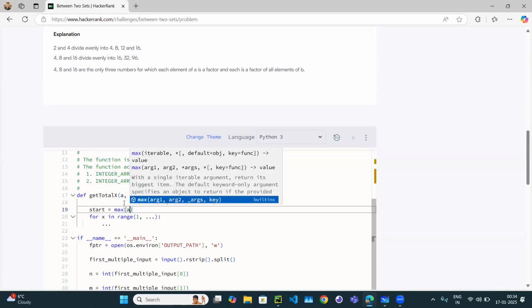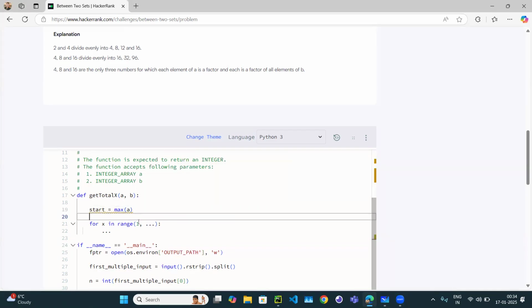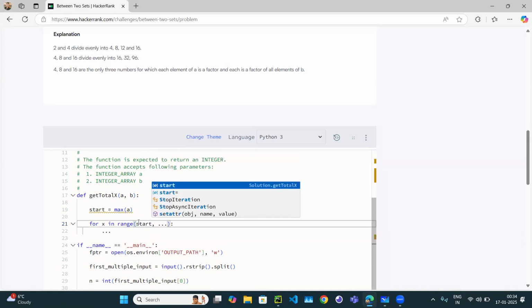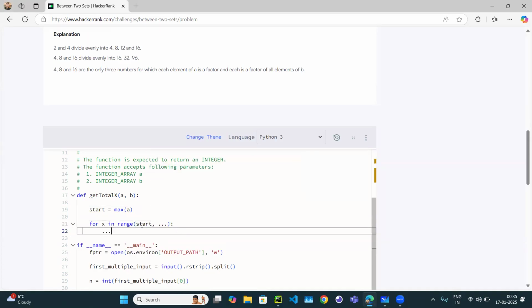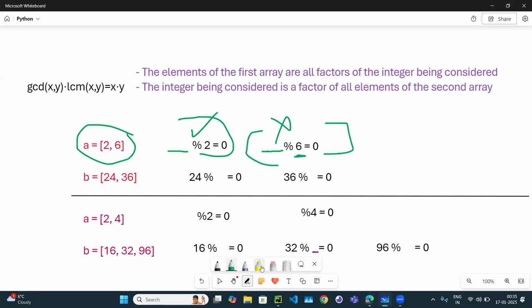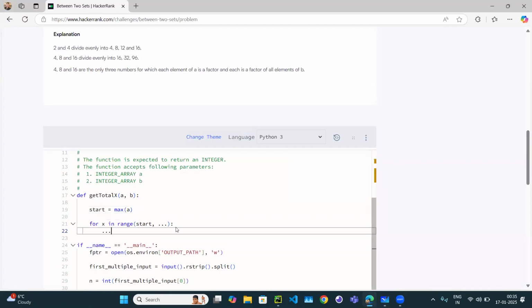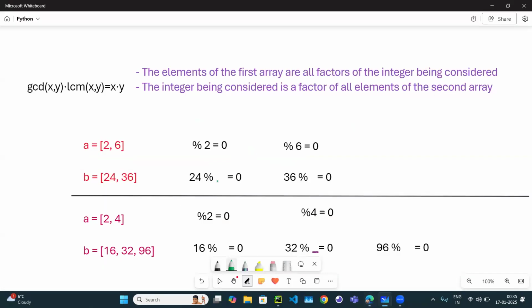So start will be the maximum of a. Rather than starting from 1, we are optimizing a little bit. Still it is brute force, right? Okay, so that is done. Now what will be the end point?